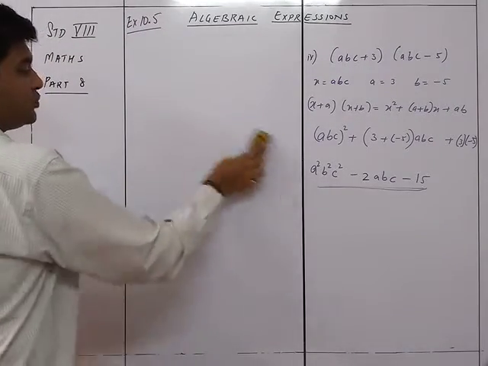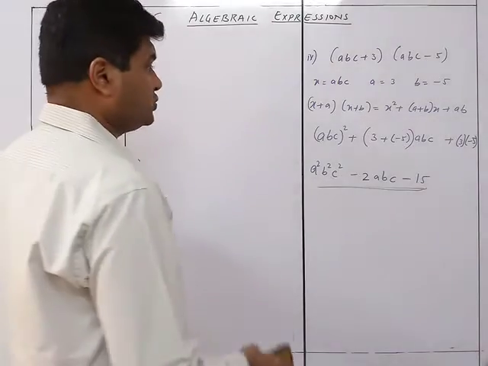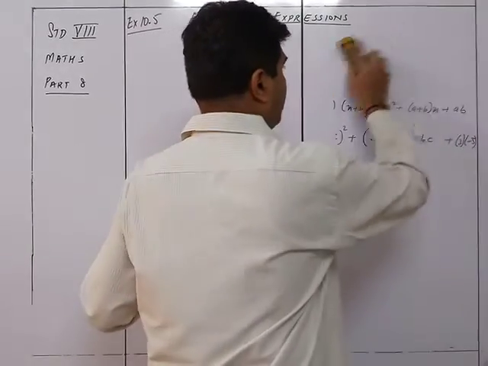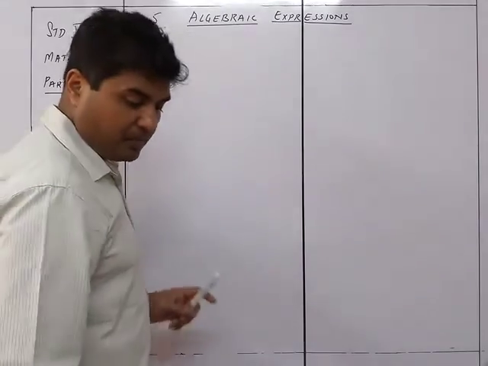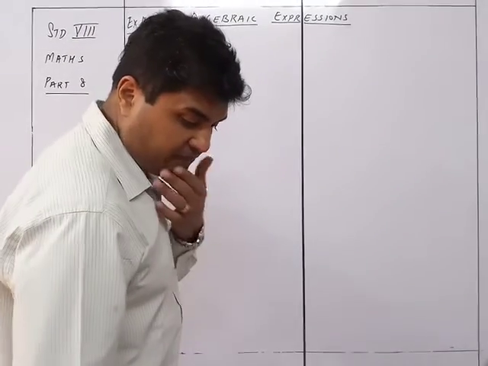There are only 3 sums over here, so I'll take the first and the third so that I am reducing your homework part. I'll do the first and the third sum of sum number 5.